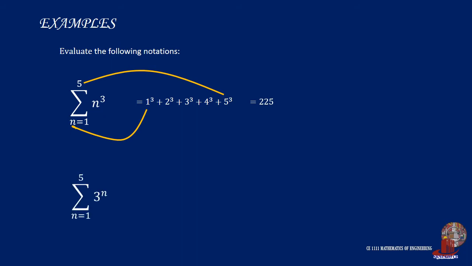Next is the sigma of 3^n, where n is from 1 to 5. In such an example, the varying part of the term is its exponent with a base of 3. Thus, the expanded form reflects 3 raised to 1 plus 3 raised to 2 until 3 raised to 5, and so the summation is 363.